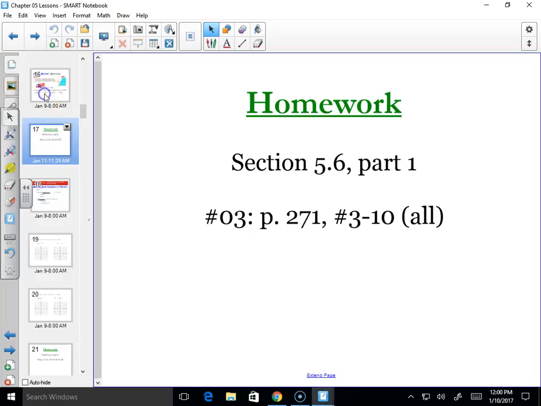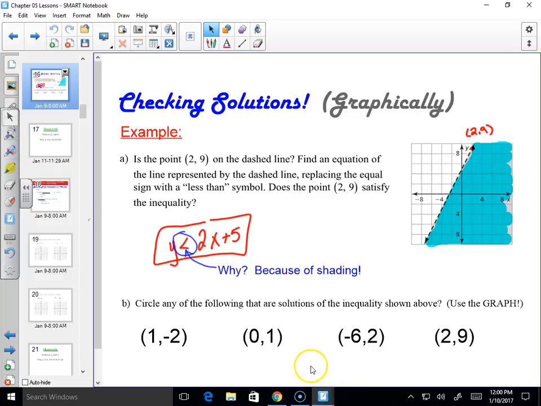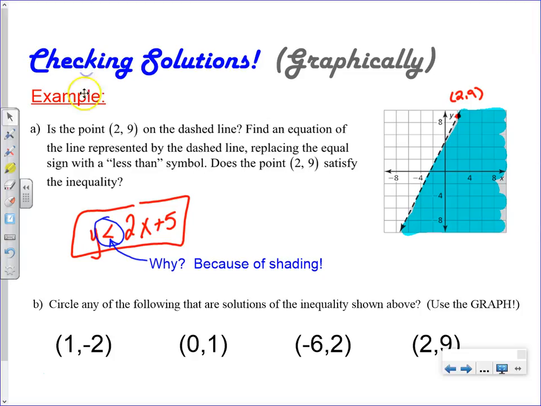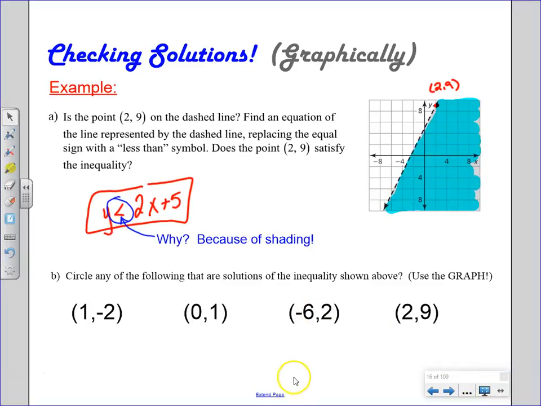Yesterday we left off right here. And we're actually going to keep going with this example from yesterday, okay? This is still 5.6. Remember, you can always look, it's day 2 up here. So the homework tonight, same page, but we're going further, all right? Now, do you guys remember what we were doing yesterday?